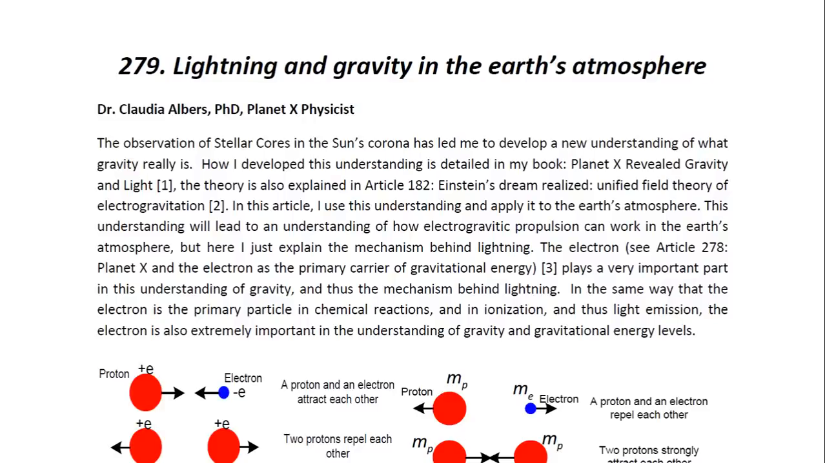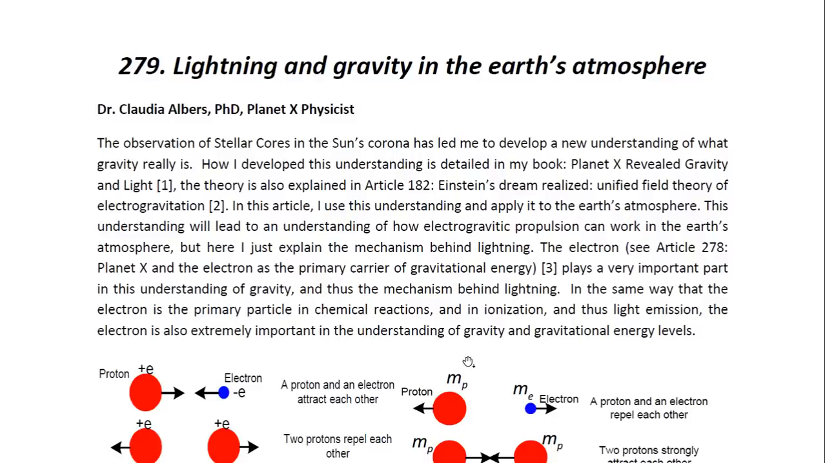This one is entitled Lightning and Gravity in the Earth's Atmosphere. Now, the observation of stellar cores in the sun's corona has led me to develop a new understanding of what gravity really is. How I developed this understanding is detailed in my book entitled Planet X Revealed Gravity and Light. And it's also explained in Article 182 entitled Einstein's Dream Realized, Unified Field Theory of Electrogravitation.